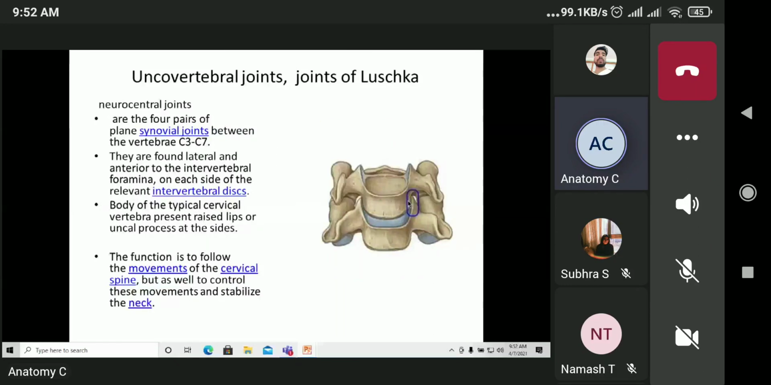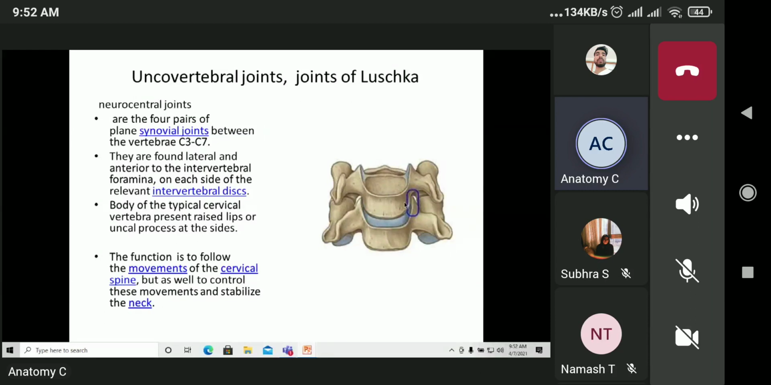Now, what is the uncovertebral joint or joint of Luschka? This is also known as the neurocentral joint. Look at it. This is the uncovertebral joint. Here there are four pairs of plane synovial joints between C3 and C7. They are found lateral and anterior to the intervertebral foramen on each side of the vertebral disc.